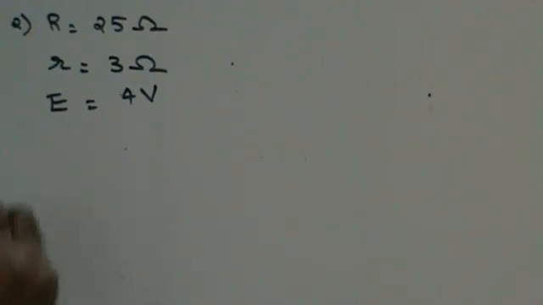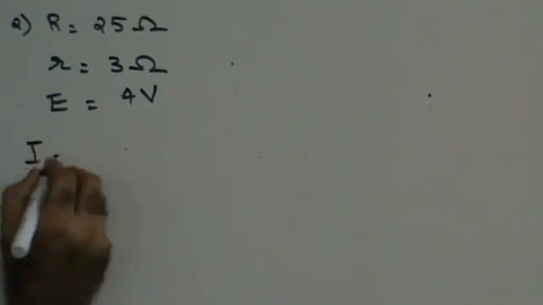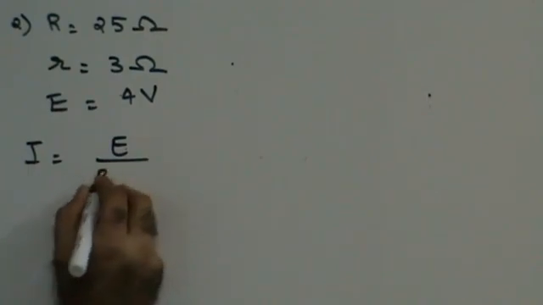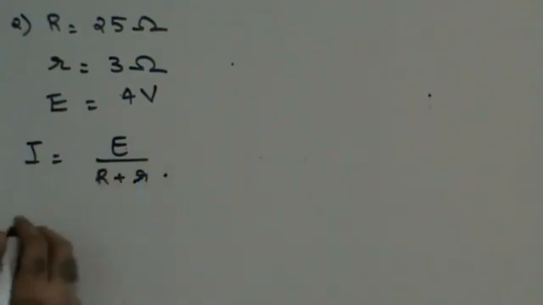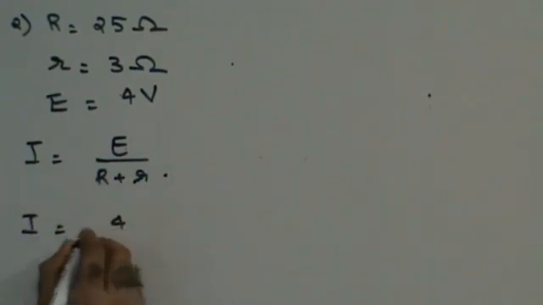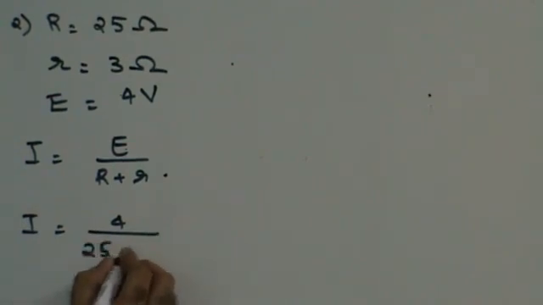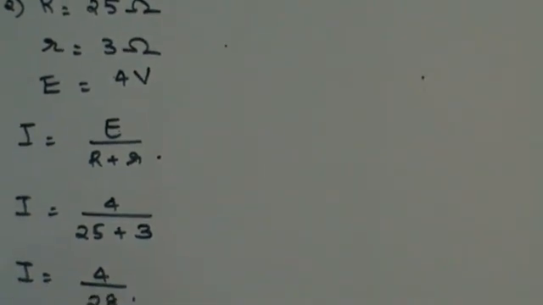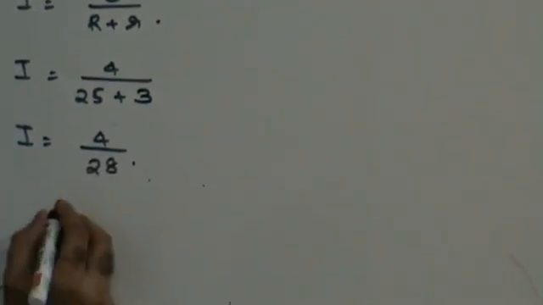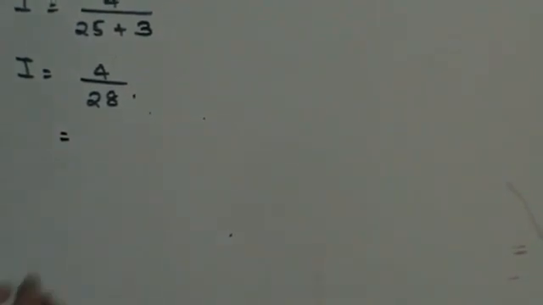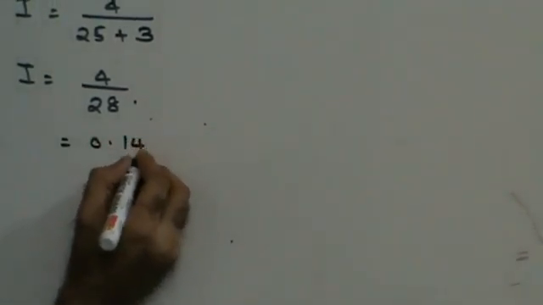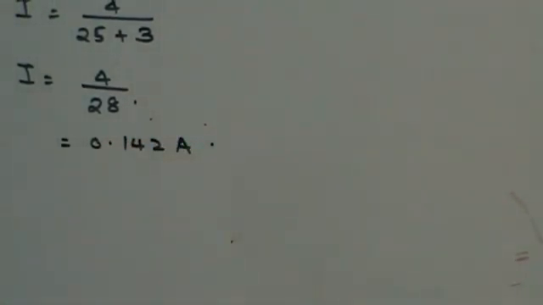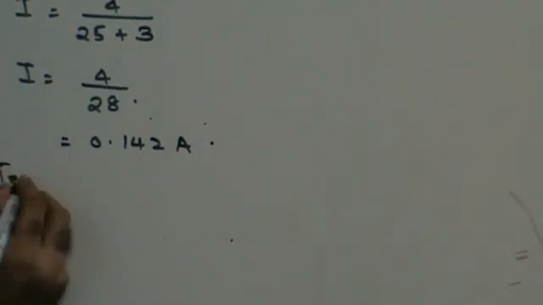Now, I can say that I is equal to E upon R plus r. So current is equal to 4 upon R, that's 25, plus internal resistance 3. So I is equal to 4 upon 28, right? This will give you the answer for I as 0.142 amperes.